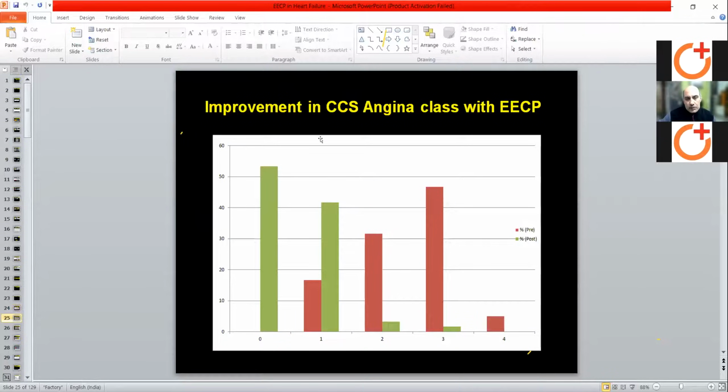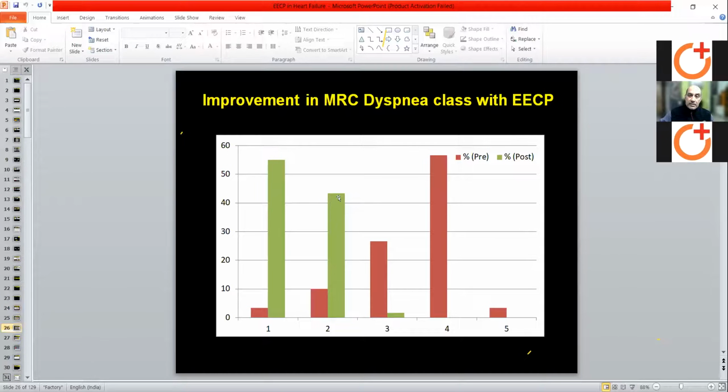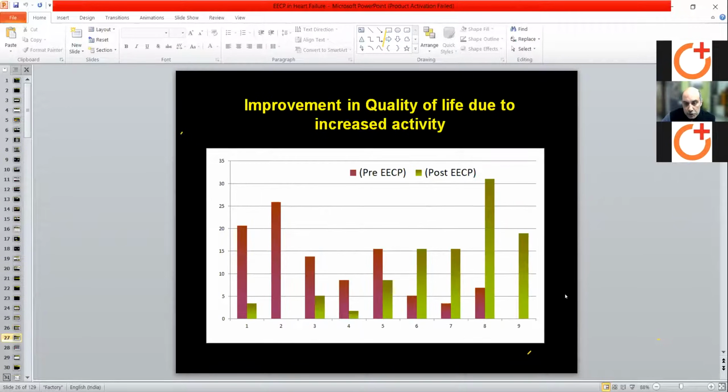If you look at the angina score, the green bars are the post and the red bars were the ones to begin with. So more of the patients were NYHA 3 and 4 to begin with, and they became 1 and 2 without any angina after the completion of the ECP. If you look at breathlessness, the marker of heart failure, you can see a similar pattern: most of the patients were class 3, 4, and they actually reduced to 1 and 2 after the ECP therapy, even though they were having severe LV dysfunction.